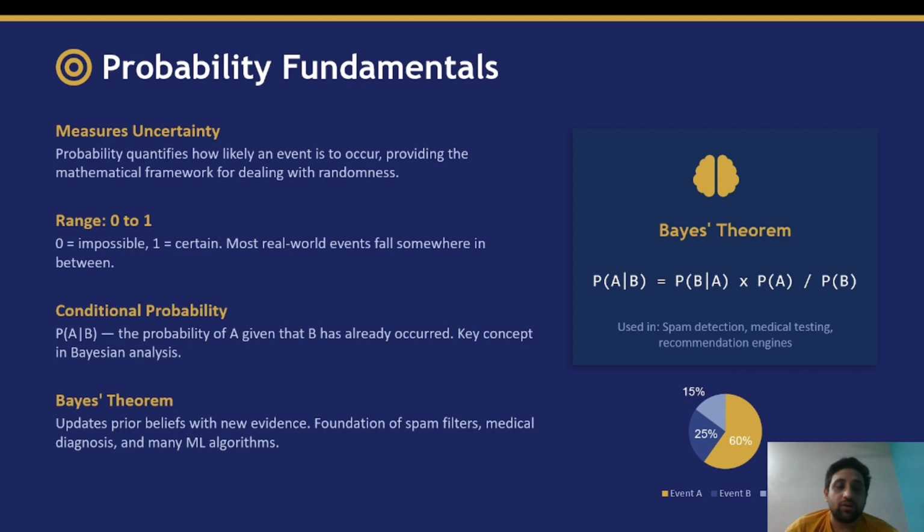One of the most important concepts here is Bayes' theorem, which allows us to update our belief when new evidence is available. This formula is widely used in applications like spam detection, medical diagnosis, and recommendation systems. In data science, probability provides the foundation for making predictions and handling randomness effectively.